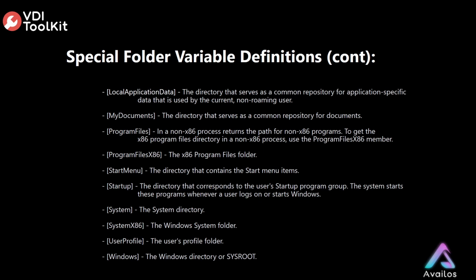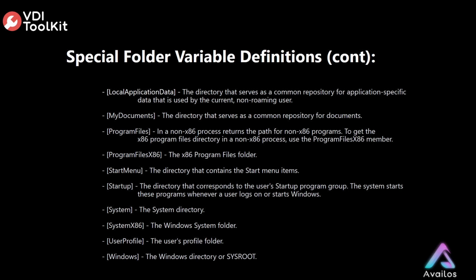Next, we have the local application data, the directory that serves as a common repository for application-specific data that is used by the current non-roaming user. My documents, which is the directory that serves as a common repository for documents. Program files, so in a non-x86 process returns the path for non-x86 programs. To get the x86 program files directory in a non-x86 process, use the program files x86 member. And then of course we have program files x86, which is the x86 program files folder.